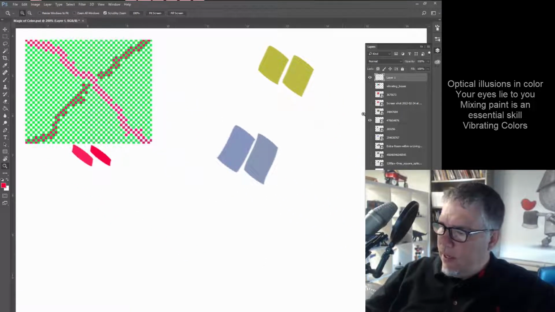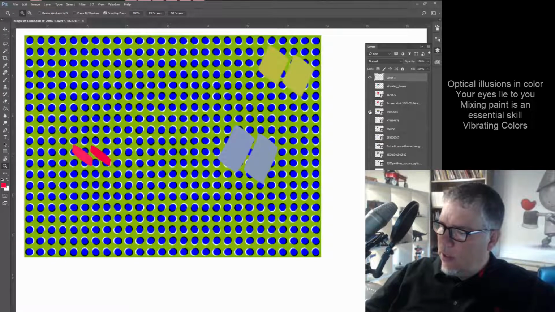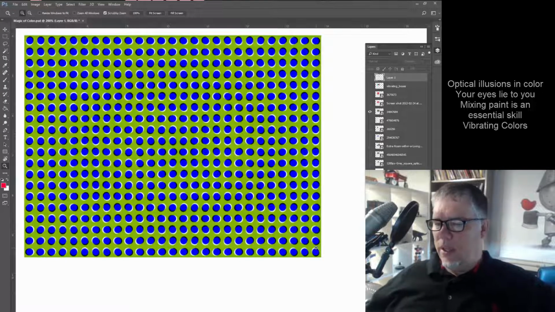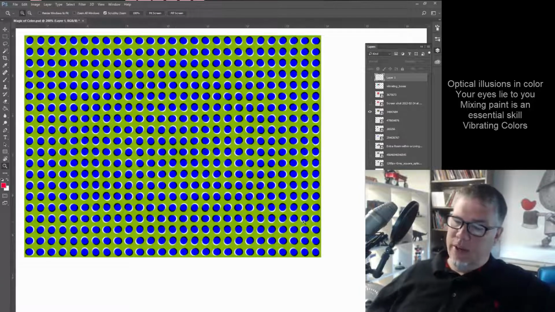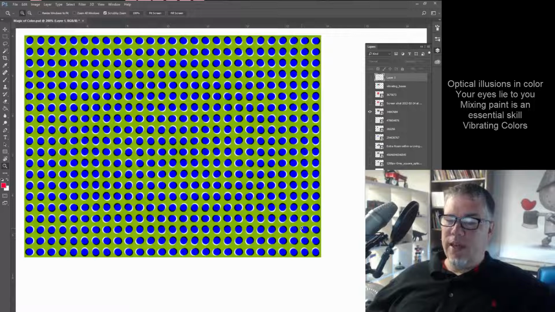Yeah, there's that. And then let's look now at vibrating colors. Hopefully you're seeing what I'm seeing, and that is that this graphic looks like it's moving. Obviously it's in Photoshop, so it's a still image. You can see it on my layer here. It's not a GIF or anything like that. It really does appear to move.